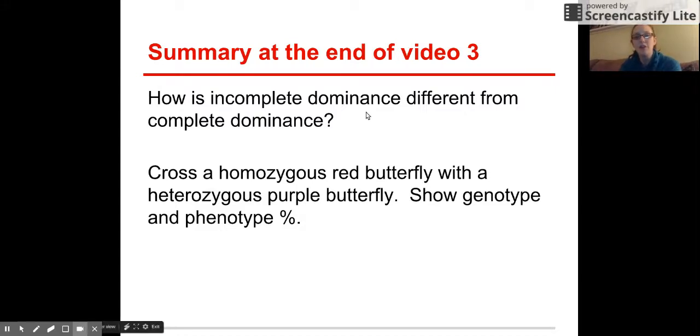All right, here's your summary, video 3. How is incomplete different from complete, okay? Maybe talk about phenotypes, maybe talk about how things are expressed. And here's your Punnett square. Okay, write down the whole question.